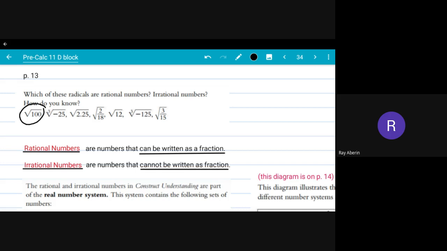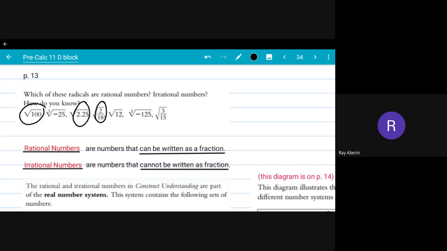Root of 2.25. Well, that actually has a square root, 2.25, and that would be 1.5. And 1.5 can be written as 1 5/10 or 15/10. Therefore, this one is also a rational number. What about root of 2/18? Wait a minute. 2/18. If we just deal with the fraction first, we can simplify it into 1/9. 1/9 has a square root, which is 1/3, right? And this one is a rational number.